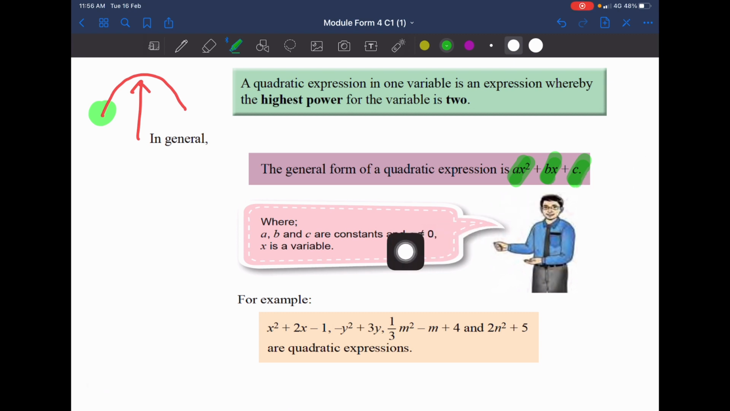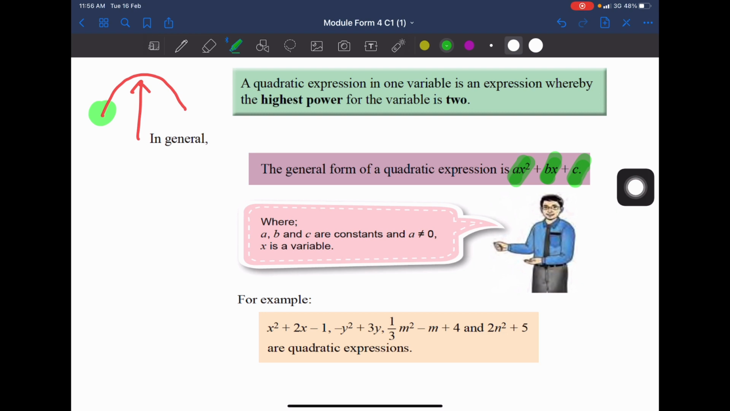Cuba tengok sini, kenapa a tak boleh jadi zero? Kalau a jadi zero, kosong darab x square dia akan jadi kosong. So tinggallah bx plus c. So bukanlah quadratic equation bila the highest power is 1. So in order to have the highest power is 2, a ni tak bolehlah kosong. Paling pun dia 1. 1 darab x kuasa 2 dapat x kuasa 2.